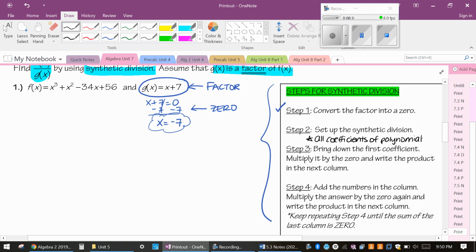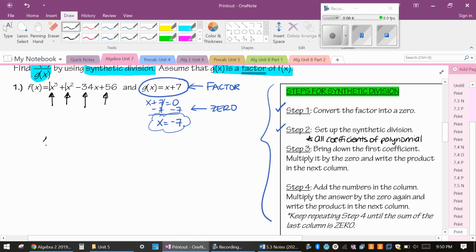So there's going to be a lot of writing, guys. It's very important that you write down all these steps if you don't have it written on your paper. All right, so I'm on step 2. Step 2 requires me to write all the coefficients. Coefficients are the numbers in front of all of your terms. So these are all my coefficients.